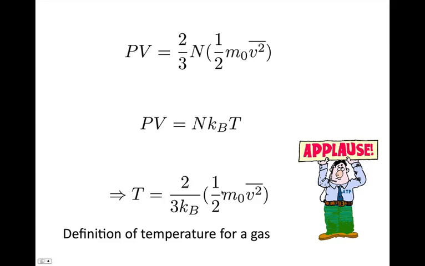2/3 kB times 1/2 m0 v squared, where this is the kinetic energy of the gas. So this is actually our definition for temperature of a gas. Temperature of a gas is given by 2/3 kB times the average kinetic energy of the particles that make up the gas.